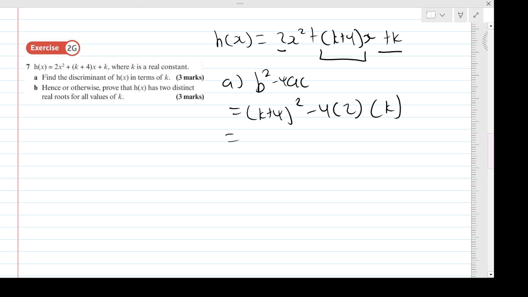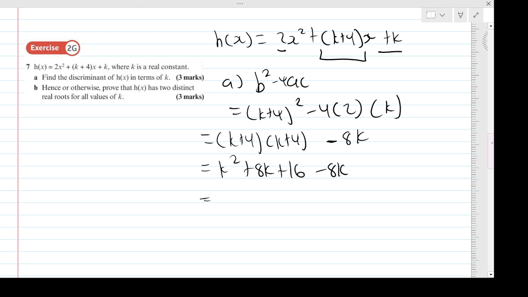Then this is just an expansion exercise. So k plus 4 squared, you should know, is k plus 4 times by itself, minus 4 times 2 times k, that's 8k. Then I can expand and simplify the bracket. So we would have k squared, k times 4, and then another k times 4 will be 8k, and 4 times 4 will be plus 16, take away 8k. Therefore, if we simplify this, we get k squared. 8k take away 8k will cancel each other out, so we're left with k squared plus 16. And there we are. That's part A done.